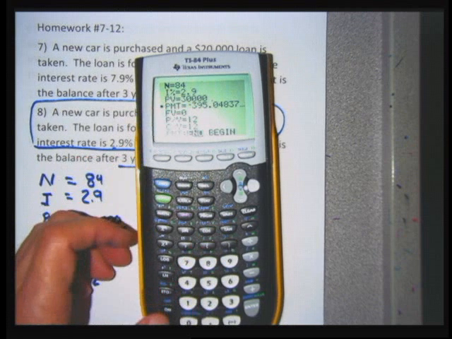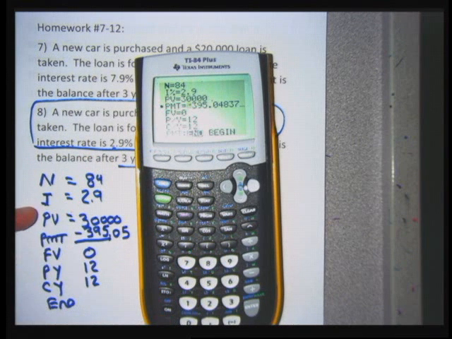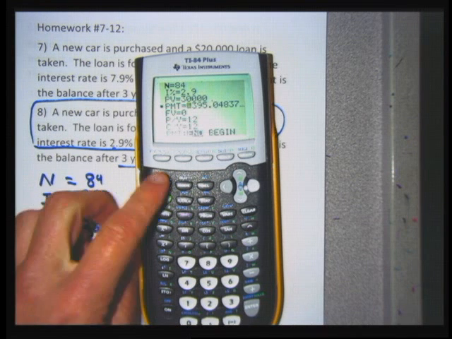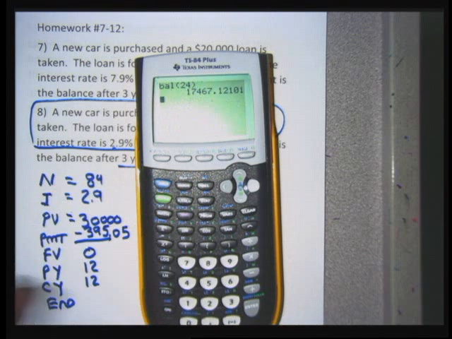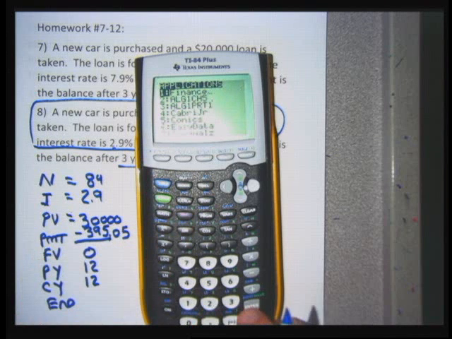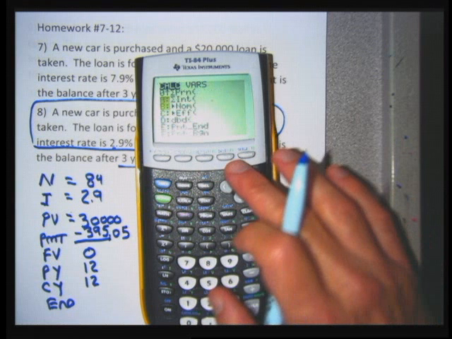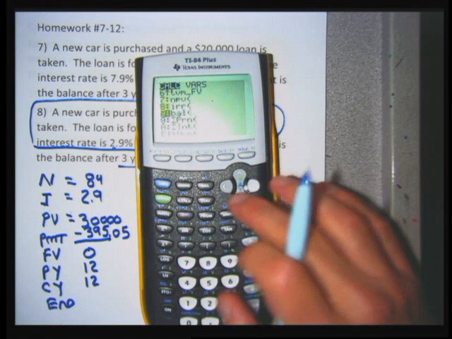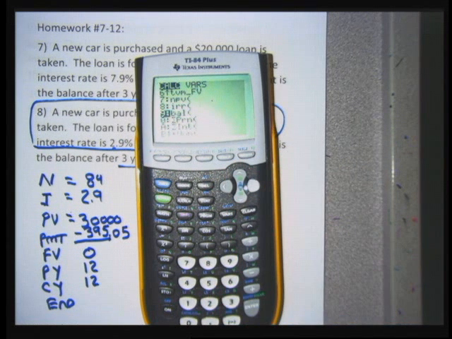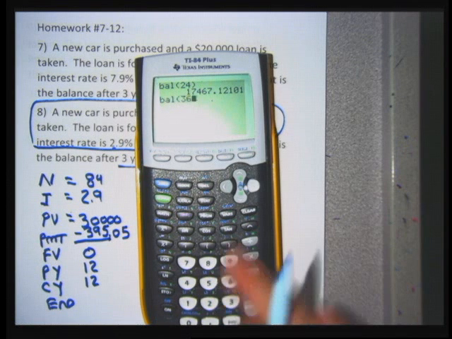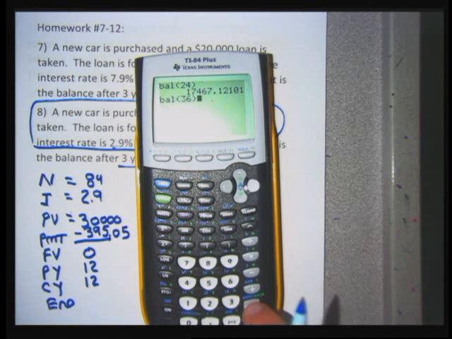So my TVM solver has exactly what it needs to have. It has the loan amount, the payment, the number of months, the interest rate. Now I hit second and quit. Then I go apps, enter on finance, go up or down to find BAL. I like to put it in the middle so it's more seeable. And then type the number 36 for 3 years, close out the parentheses, and this will be the answer.